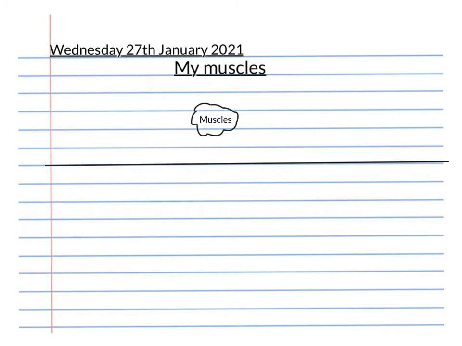And then once you've done that, down the side of your page, underneath your line, I would like you to write A equals, B equals, C equals, D equals, and E equals. So can you press pause while you write those in?